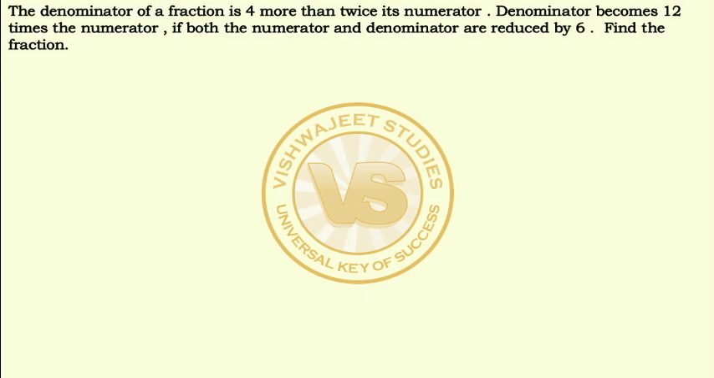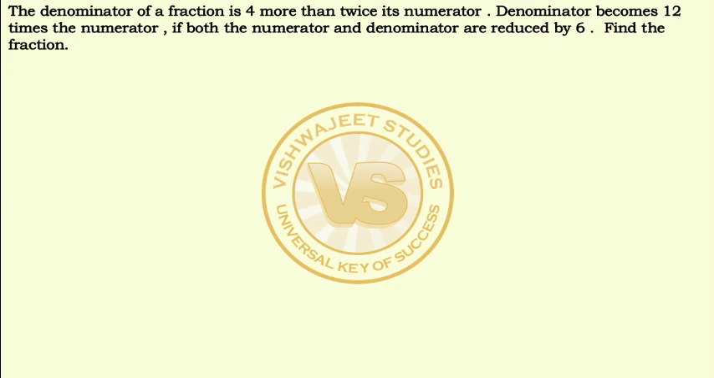Next example: the denominator of a fraction is 4 more than twice its numerator. The denominator becomes 12 times the numerator if both the numerator and denominator are reduced by 6. Find the fraction. In this example, we have to find the fraction, which means we have to find the numerator and denominator.